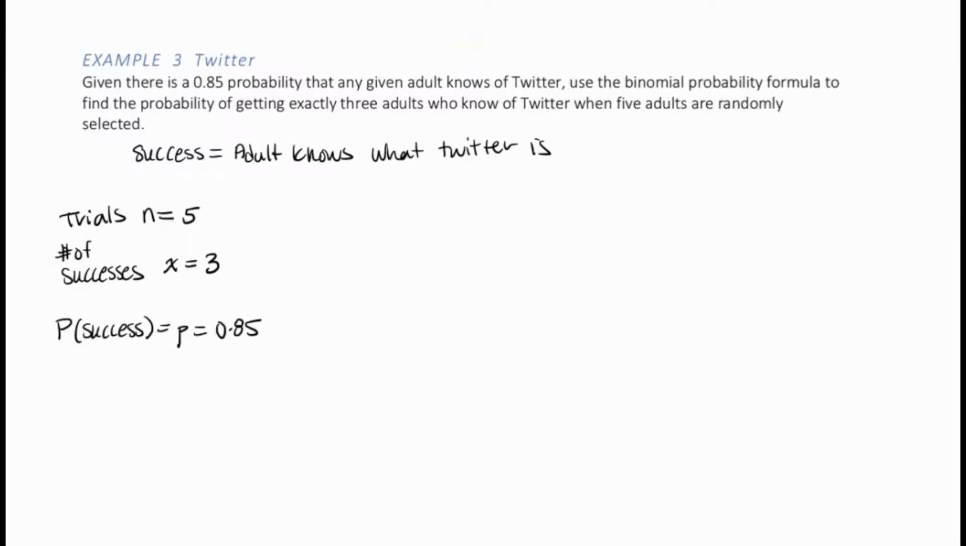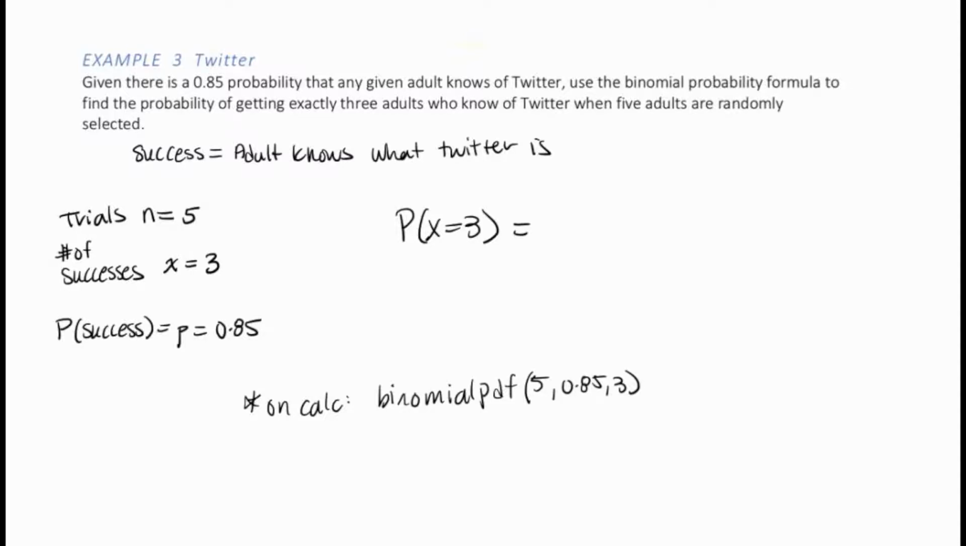So let's go ahead and use our calculators. And again, on your calculator, you're going to enter it, and once you've done that, you should get approximately the probability of getting exactly 3 adults who know what Twitter is when 5 are randomly selected is this, 0.1382. Let's look at example 4 on the top of the next page.